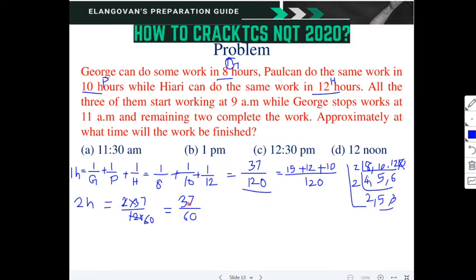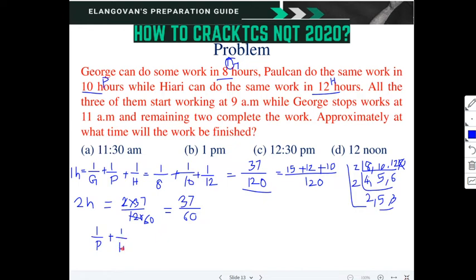Okay, now George went out. The remaining work has to be completed by P and H, that is Paul and Harry. Now what can be done? Now for the combined work done, we have to remove this 1/G. So now the work is done by Paul and Harry.